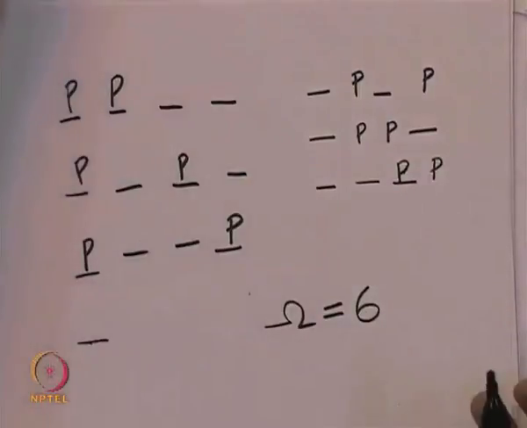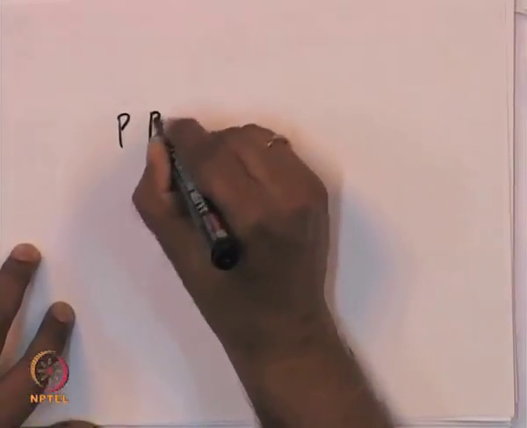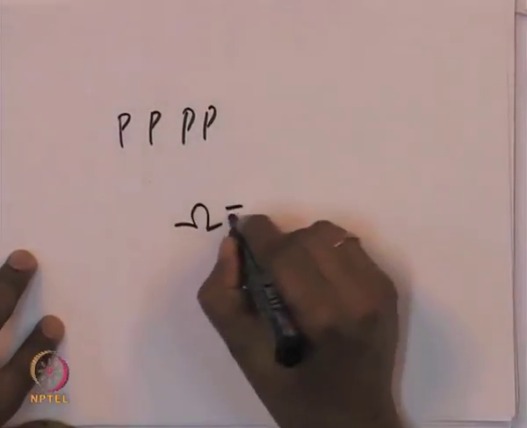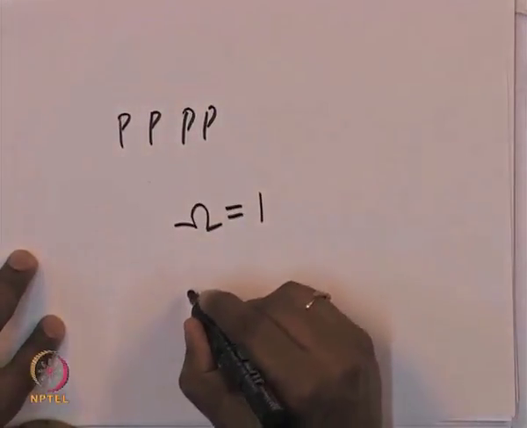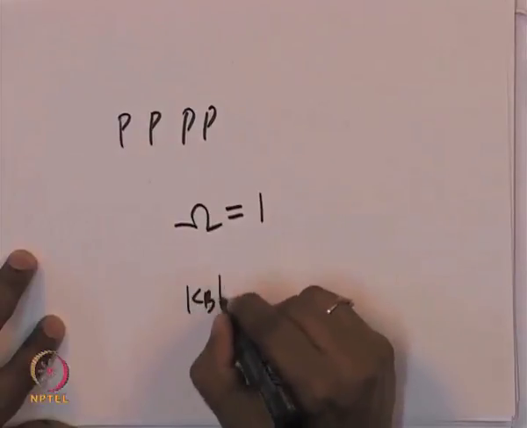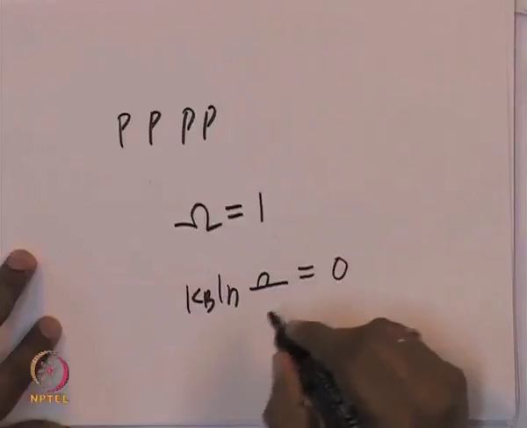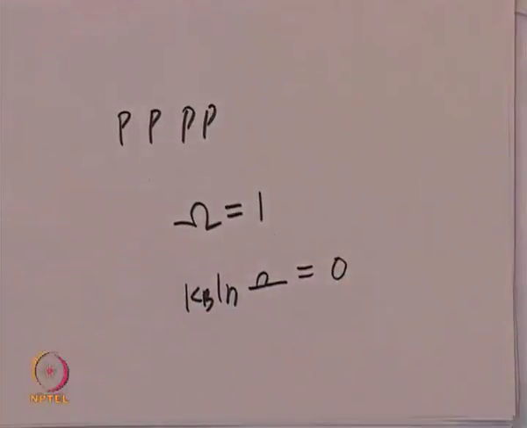Now, think about there are 4 proteins and 4 binding sites. If there are 4 proteins and 4 binding sites, there is only one arrangement possible, all binding. Then omega is 1, and entropy Kb log omega is 0, because log of 1 is 0. So, in this way we have to count.